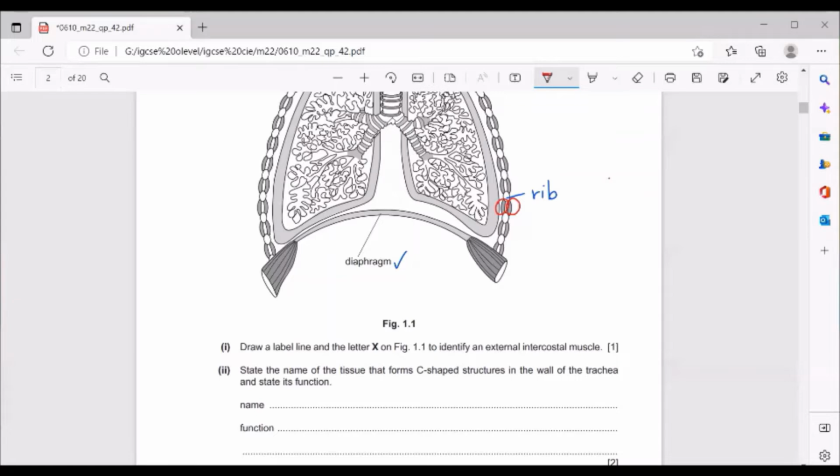However, the intercostal muscle facing or closer to the lung is known as the internal intercostal muscle, while the one which is further away from the lung is known as the external intercostal muscle. So between the two, it is this one that is the external intercostal muscle. And therefore, according to the question, it says label with the letter X. So let's label with the letter X.